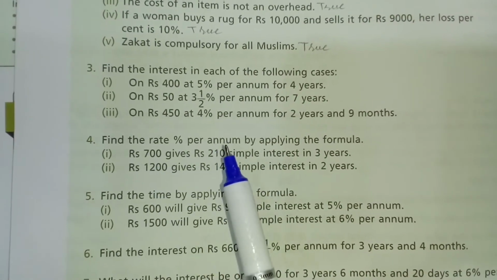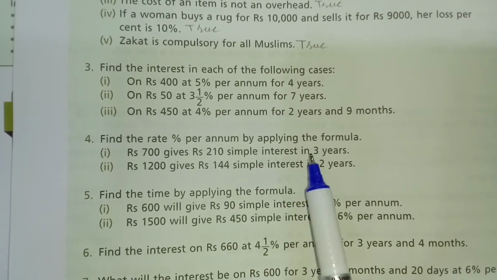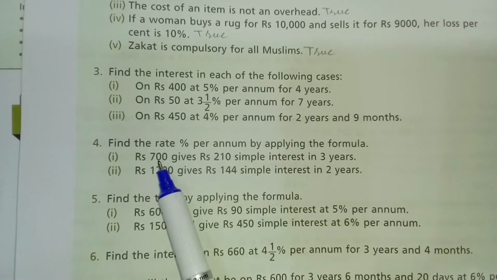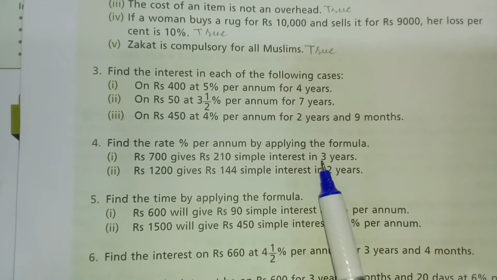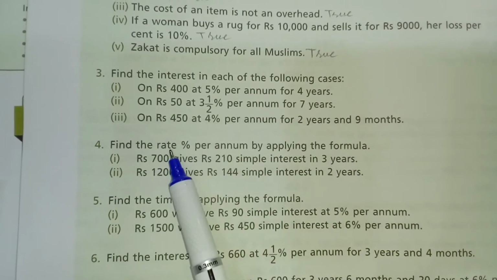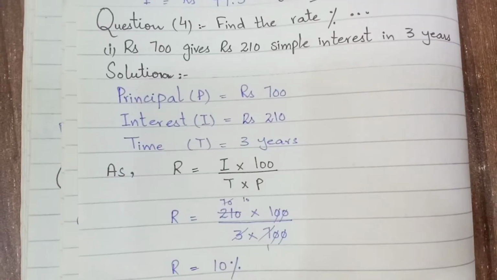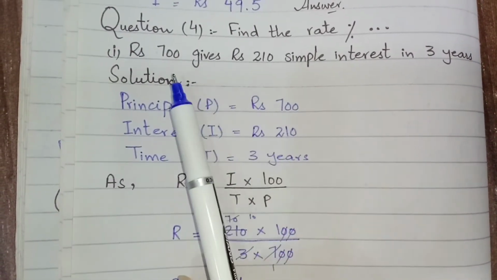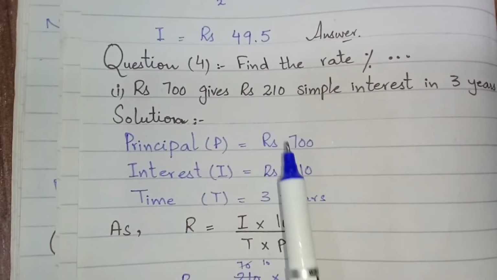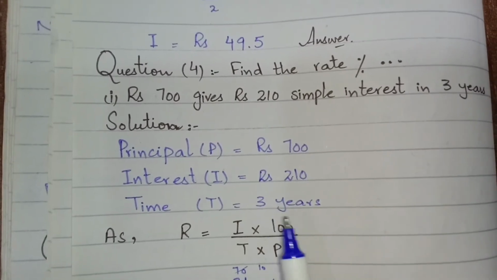700 rupees gives us 210 rupees as a simple interest in 3 years. This is the principal. Rupees 210 is the simple interest. 3 years is the time, and we have to find the rate %. First of all, we have to write the given things, that is principal is equal to rupees 700, interest is given rupees 210, and time is 3 years.